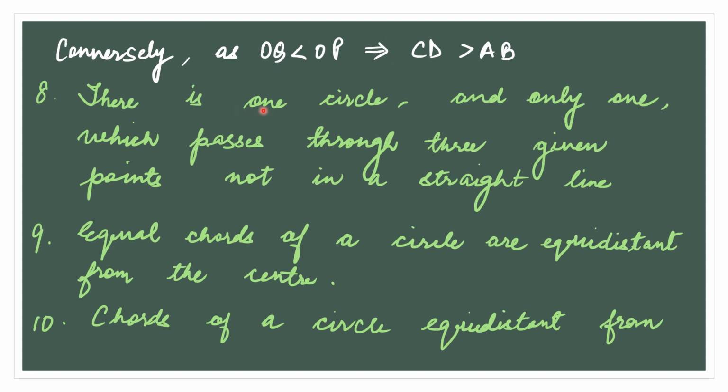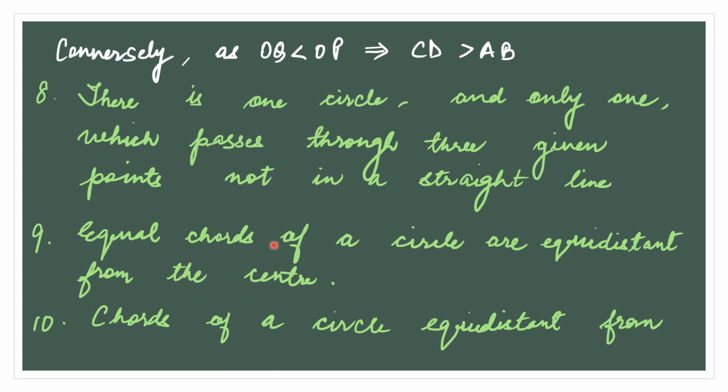There is one circle and only one which passes through three given points not in a straight line. If there are 3 points and we have to make a circle passing through those points, then there can be only one circle which passes through the given points which are not in a straight line.